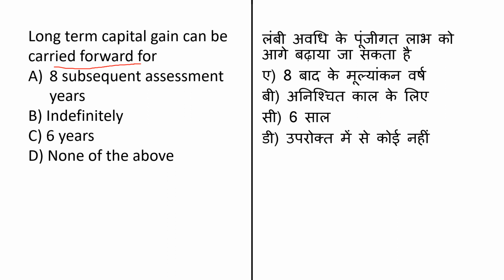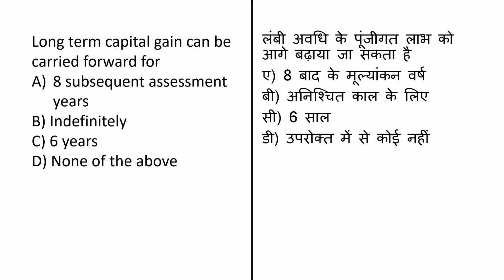The first option is 8 subsequent assessment years. Second one is indefinitely. Third option is 6 years. And the last option is none of the above. In case the entire long-term capital loss cannot be set off against the gain, it is carried forward for the next year. The long-term capital loss can be carried forward for the 8 subsequent assessment years. That means the answer for this question will be option number A. That is, long-term capital loss can be carried forward for 8 subsequent assessment years.